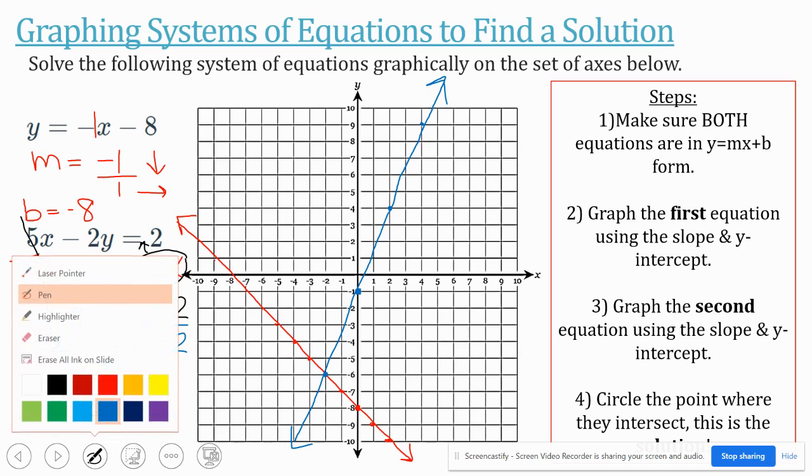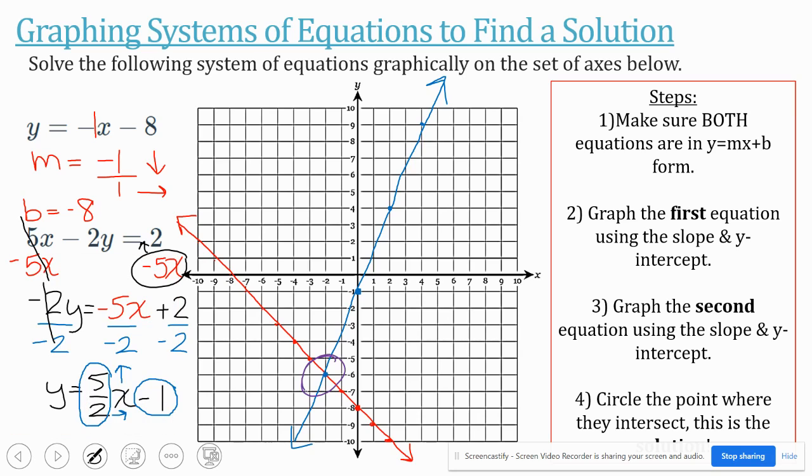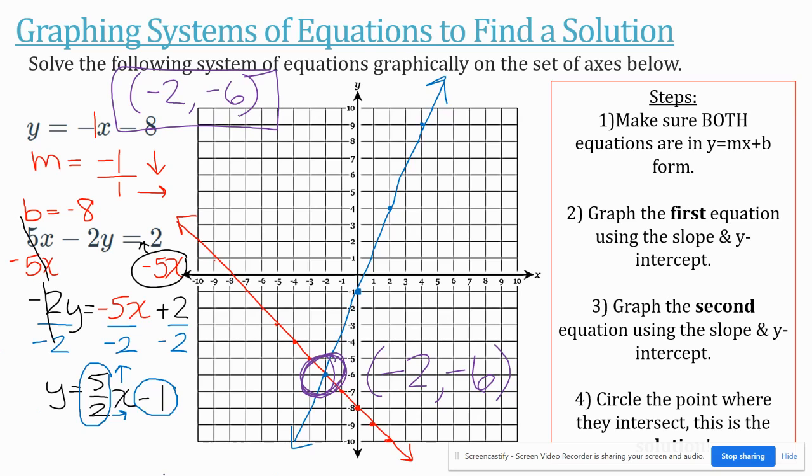And we can see that these lines intersect at this point here, which is the point negative 2, negative 6. I'm going to write up here, negative 2, negative 6. That is the solution to this system of equations. Okay, let's take a look at one more example.